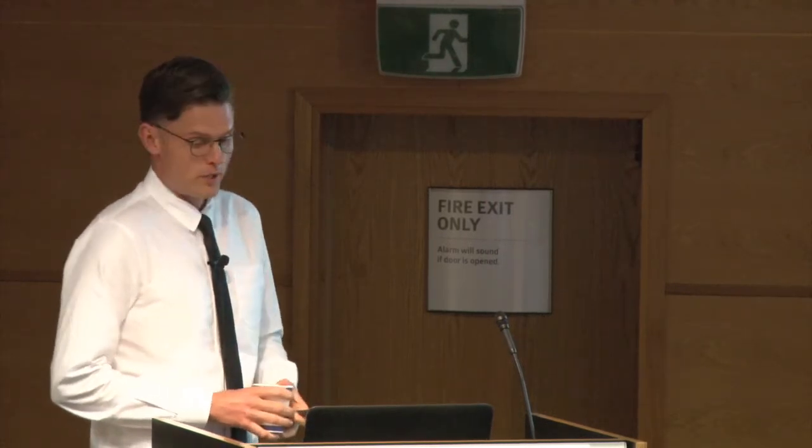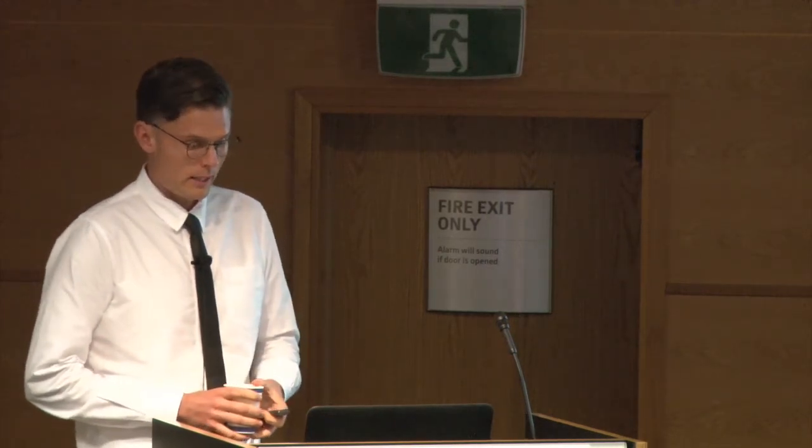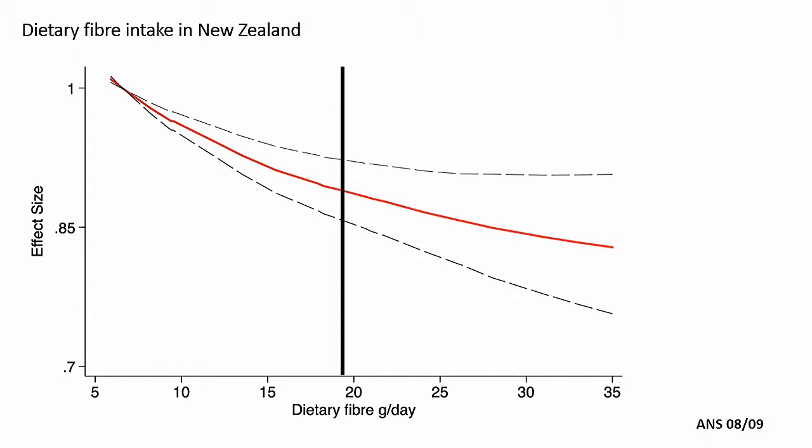Another way to consider the information is relative to the New Zealand population. And our median intake here, using 0809 data, is 19.6 grams. So half of us consume less than that, and half of us consume more. But dietary targets start at 25 grams a day.